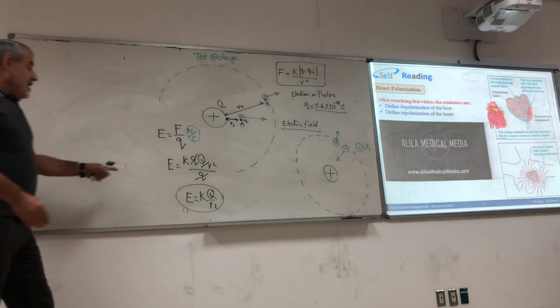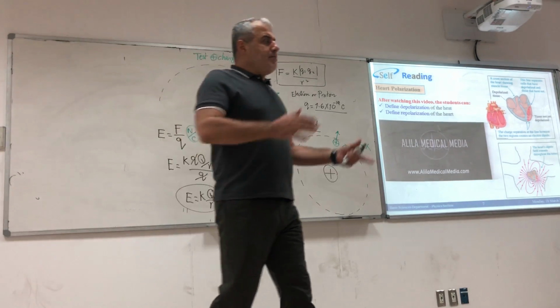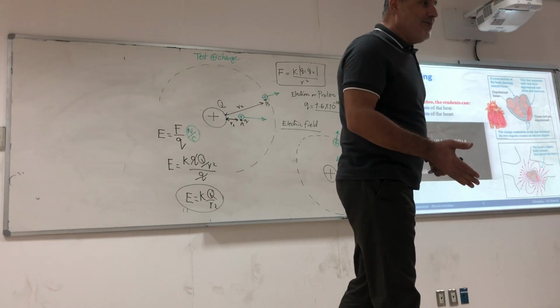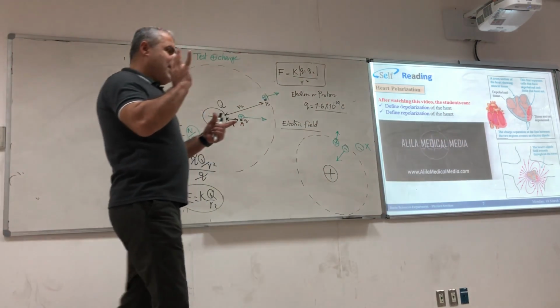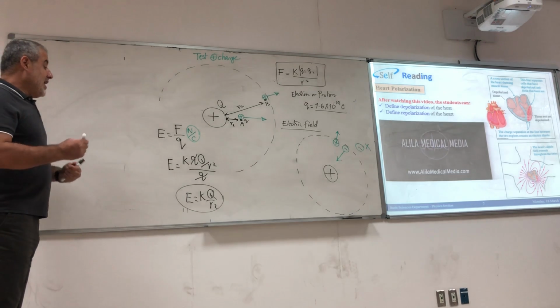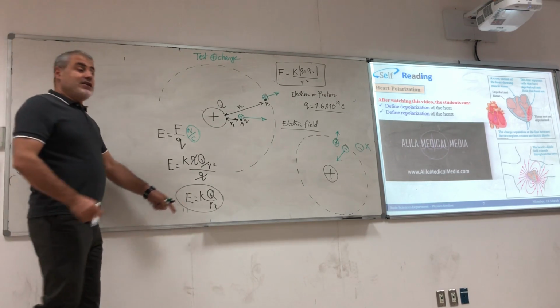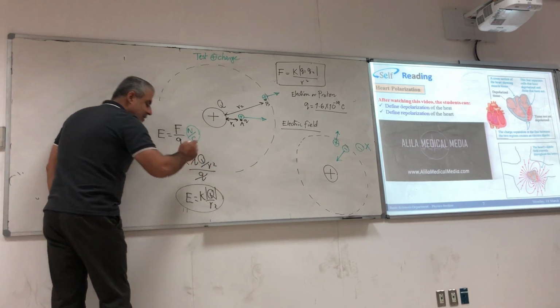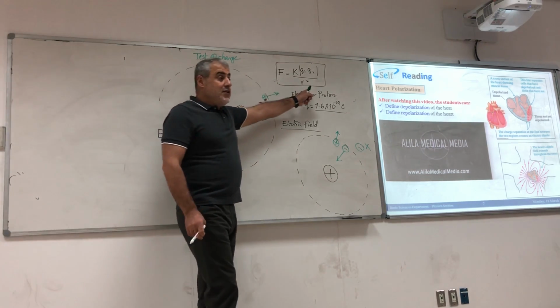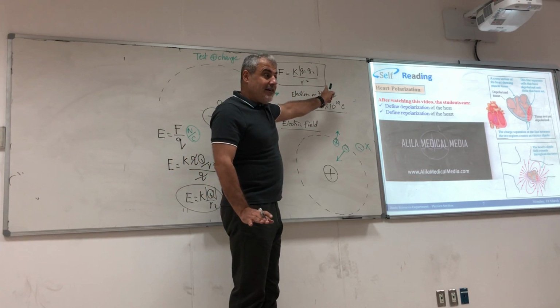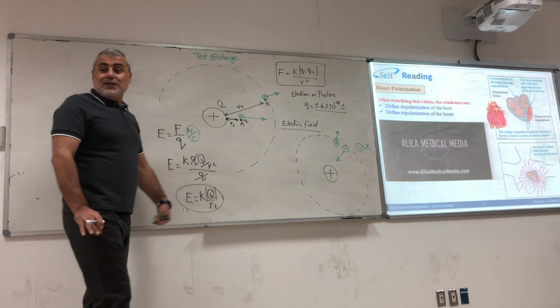This electric field is a vector. It has a direction and magnitude. I am sure that you know it very well. If we want the magnitude, of course, we write the absolute value, just like the forces. We don't care about the negative sign. The negative you must make positive right away.